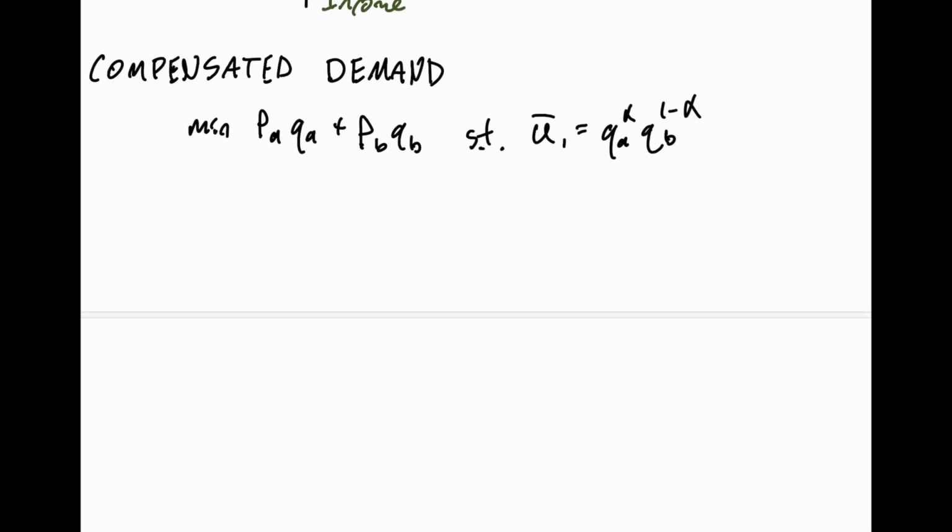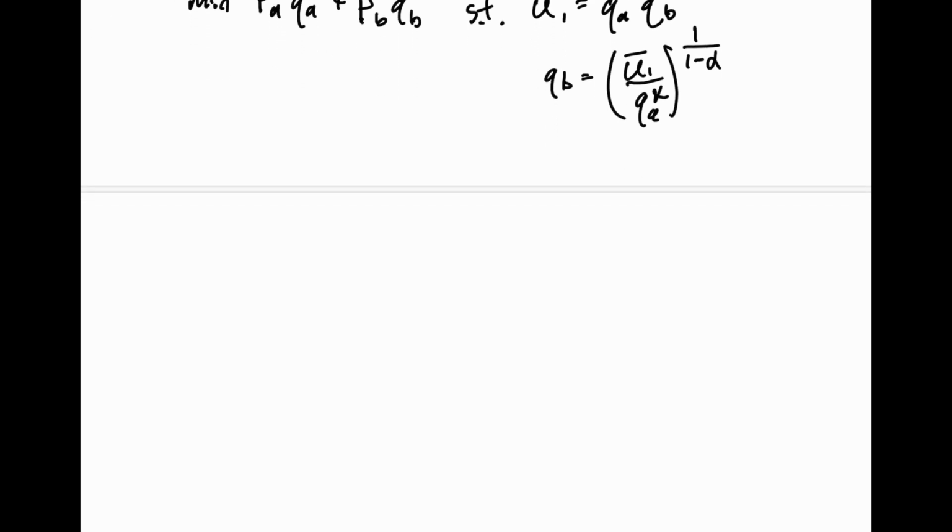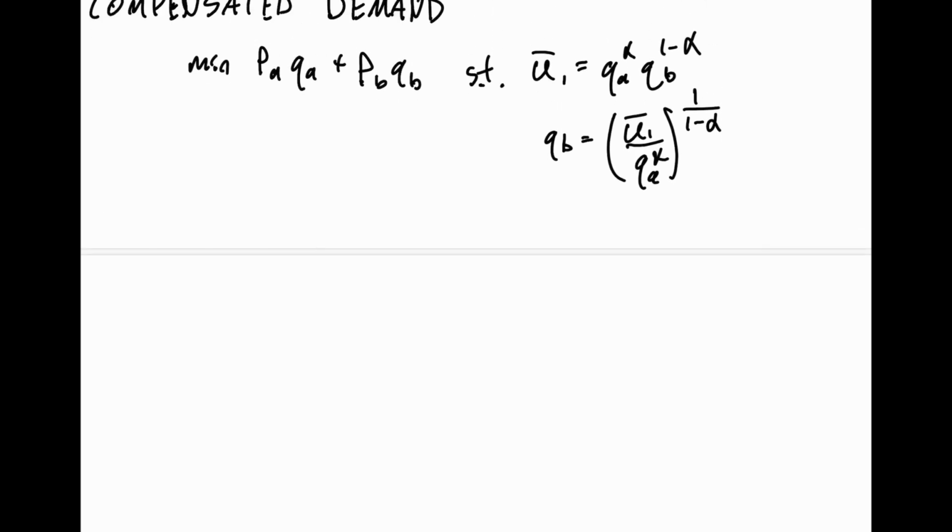So the first thing to do is substitute. So we'll solve for QB, which I've already done the math here, so we'll save a couple steps. U bar 1 over QA alpha to the 1 over 1 minus alpha. Okay, so then we'll substitute this in for QB and take a first order condition.